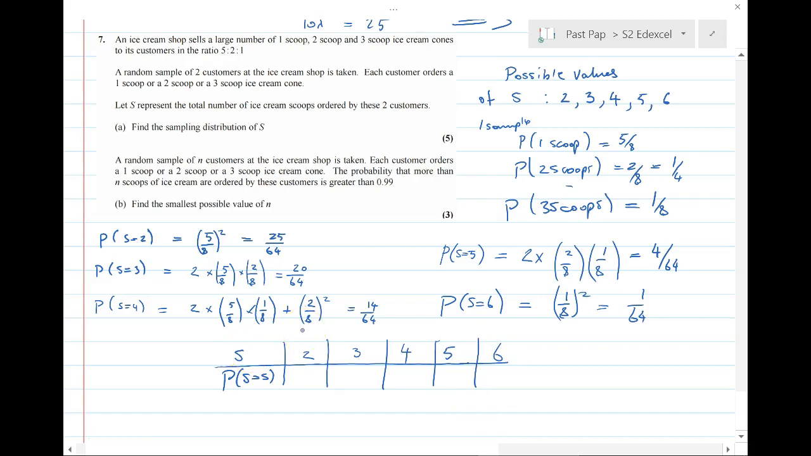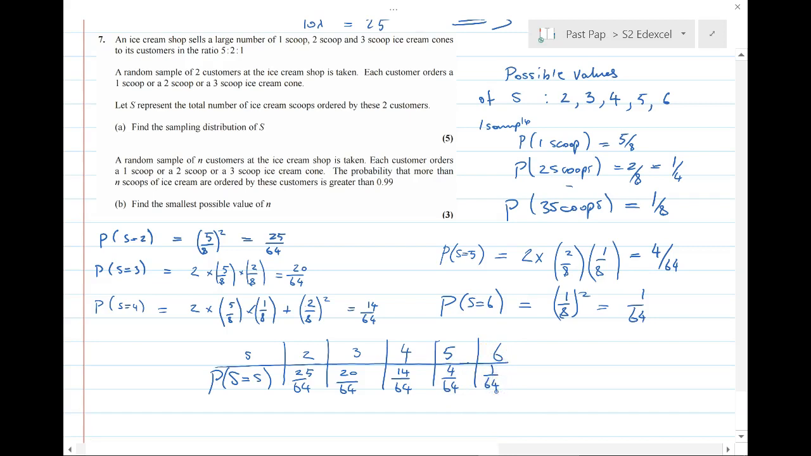I probably need to be a bit more careful with my symbols here. Little s for the particular values, capital S for the random variable, and little s that they take those particular values. And I'm just going to put unsimplified fractions in. It's just an easy way of checking that they add up to 1, because I certainly would be doing that. 14/64, 4/64, and 1/64.